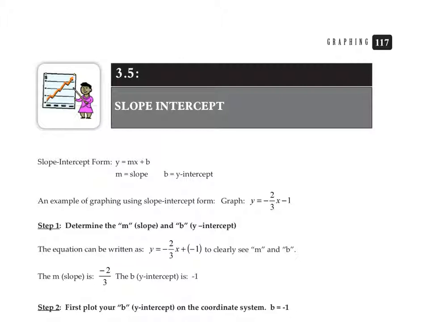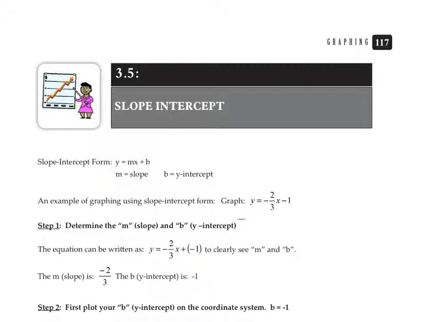In this section, we're going to talk about slope-intercept form, which is a specific form of a linear equation that says y equals mx plus b. In other words, the equation is solved for y. The m, or the coefficient in front of x, indicates the slope. The b indicates the y-coordinate of the y-intercept.